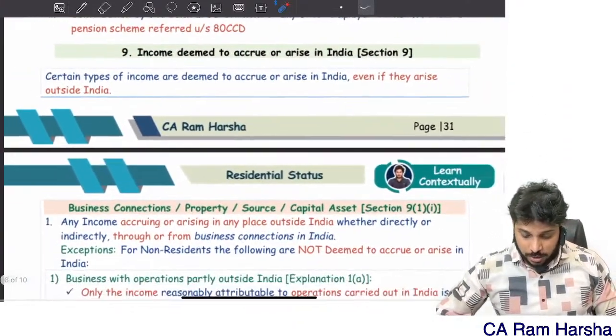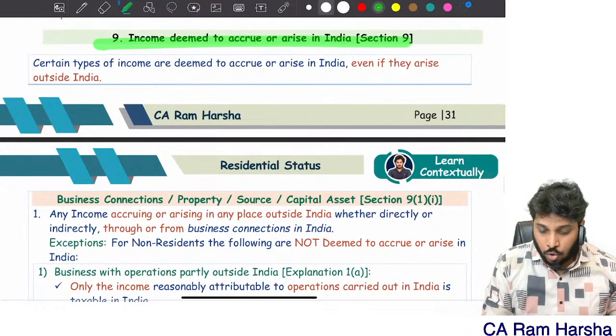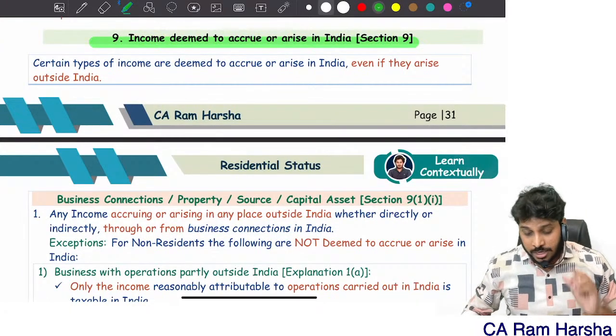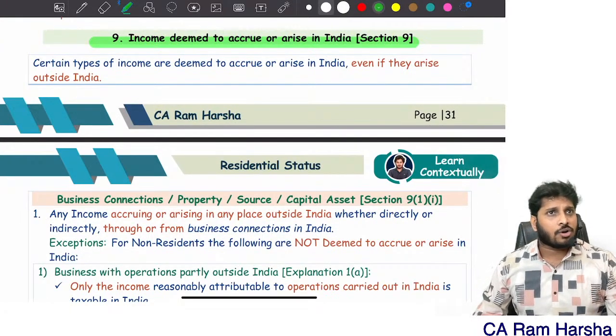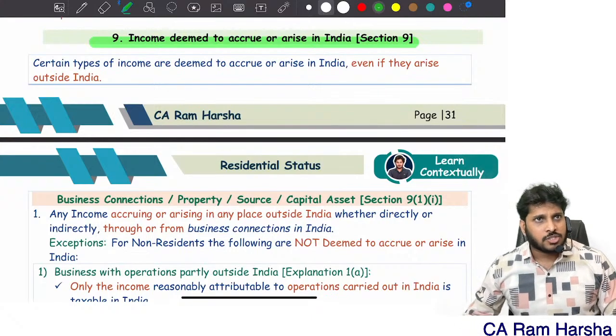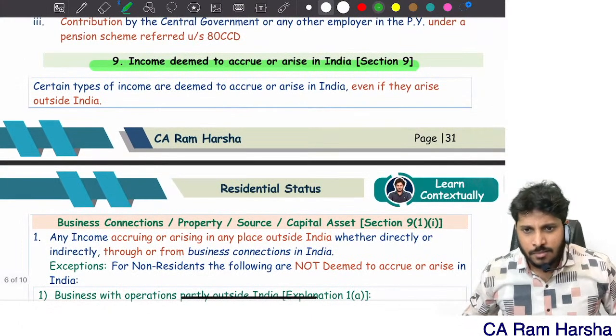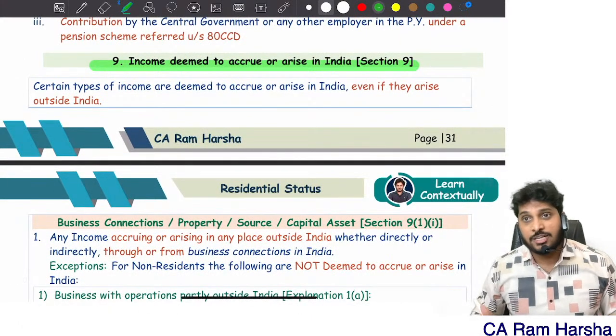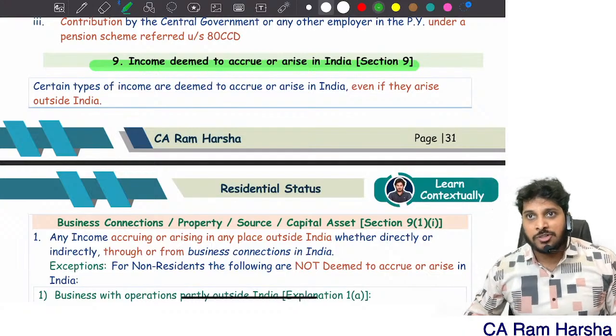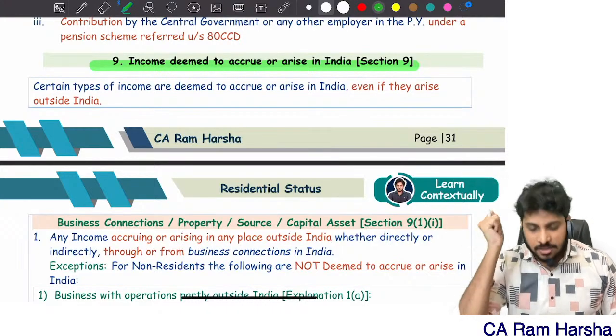Now let's talk about income deemed to accrue or arise in India. What do you mean by income deemed to accrue or arise in India? Oh my god, how much time it is taking. 32 minutes. I should have completed within 30 minutes, but it went beyond 30 minutes. Fine, I'll finish it within another 5 to 10 minutes.